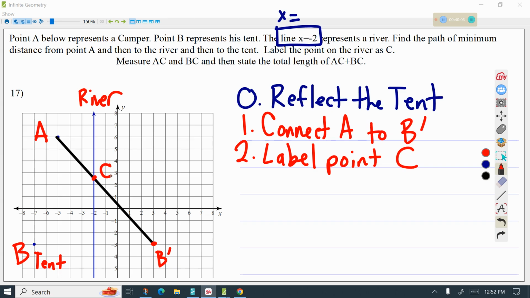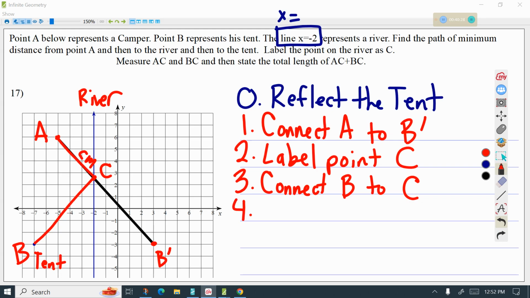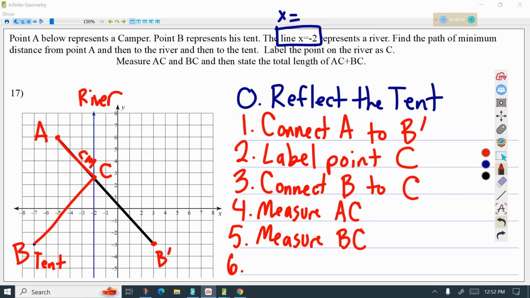So after that, we're going to connect B to C. All right, so now I'll just connect that. And again, we do all of this with a ruler. Okay, so do all of that with the ruler. And then we want to measure everything. Okay, we want to measure the length of AC in centimeters. So we measure AC. And then we measure BC.